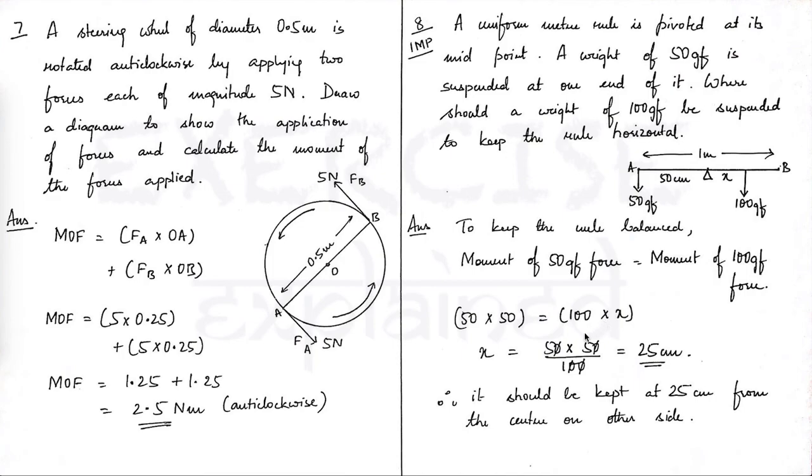You can either write should be kept 25 centimeter from the center on the other side or on the right side, or you can write, if we consider this at the 0 centimeter mark, this will be at the 75 centimeters mark.